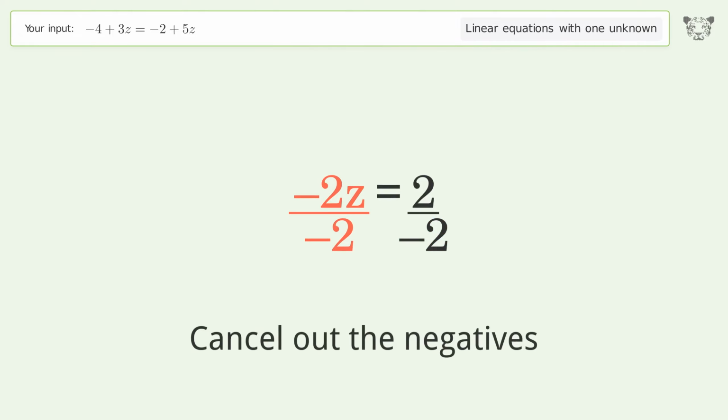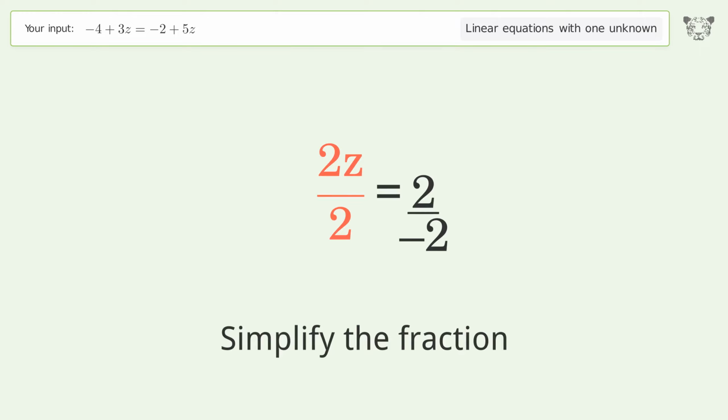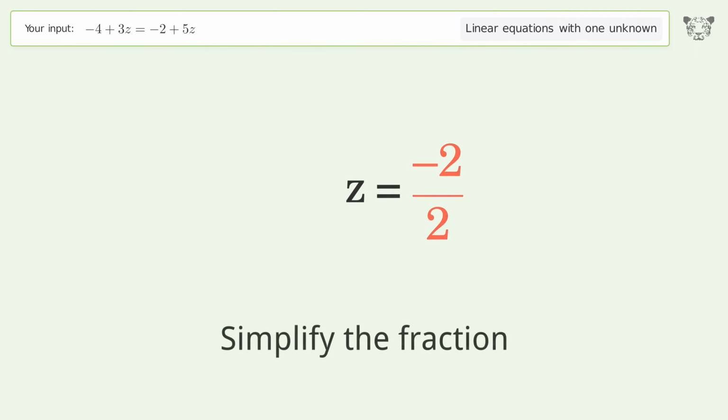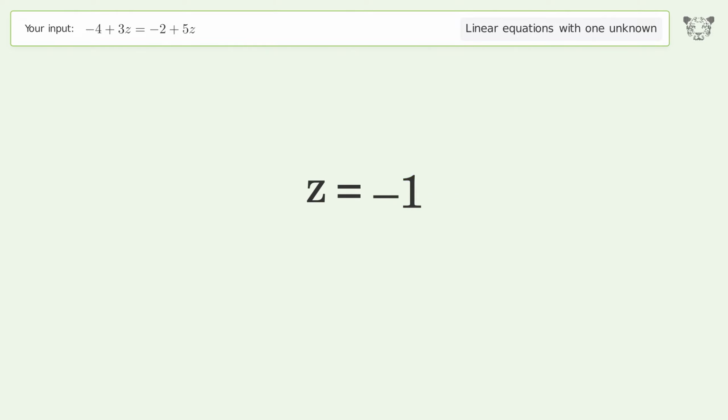Cancel out the negatives. Simplify the fraction. Simplify the arithmetic. Simplify the fraction. And so the final result is z equals -1.